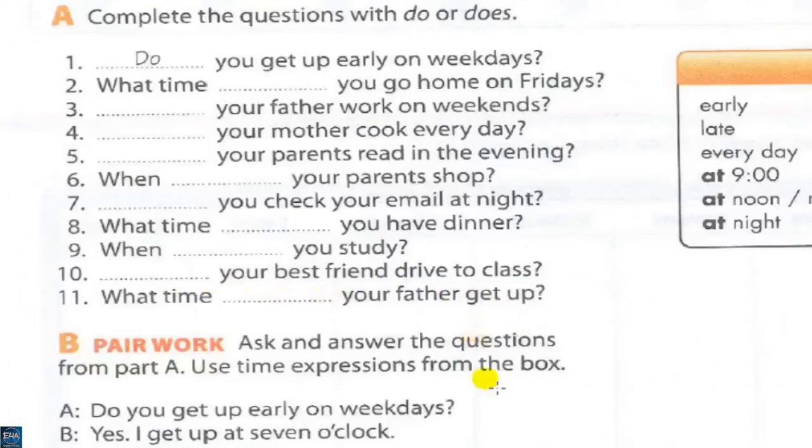Part B. Pair work. Ask and answer the questions from part A with time expressions from the box. Do you get up early on weekdays? Yes, I get up at 7 o'clock. So in this question, you will answer the question. What time do you go home on Fridays? I go home on Fridays at 10 o'clock.